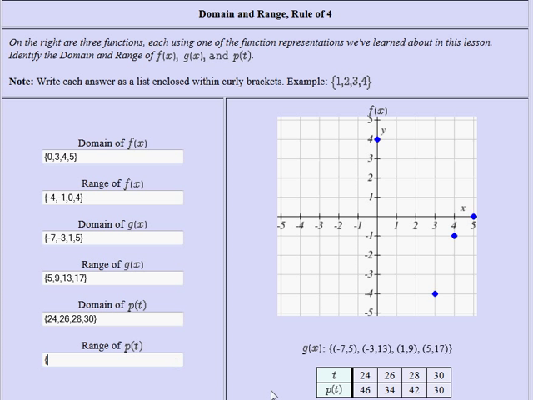In numerical order, here's my outputs. There's 4 of them, the smallest of which is 30, and then 34, and then 42, and then 46. So I'll type in 42, 46. Don't forget to close off that set using proper set notation. And that's basically the domain and range of those 3.